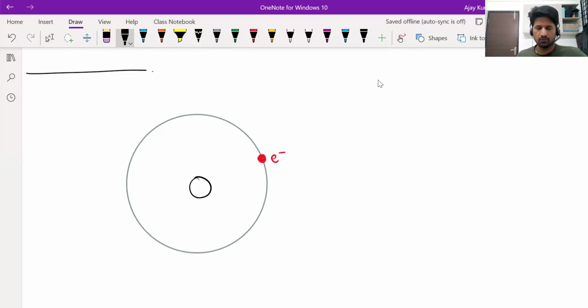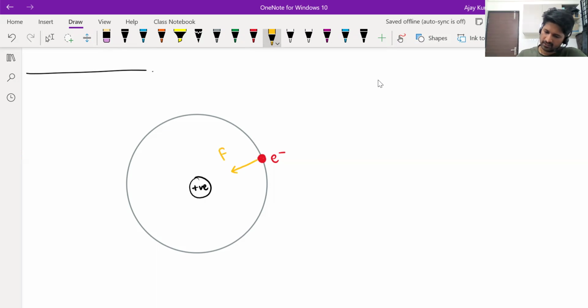Nucleus has protons and neutrons in it. Nucleus is positively charged. Electron is negatively charged. And we know that opposite charges attract. That force is called electrostatic force. So the nucleus attracts the electron.